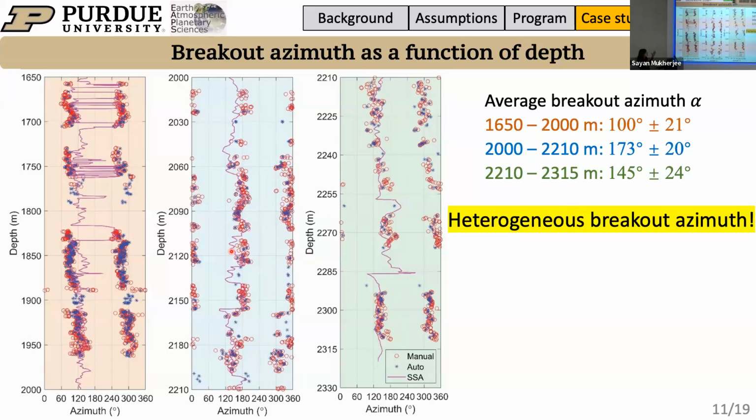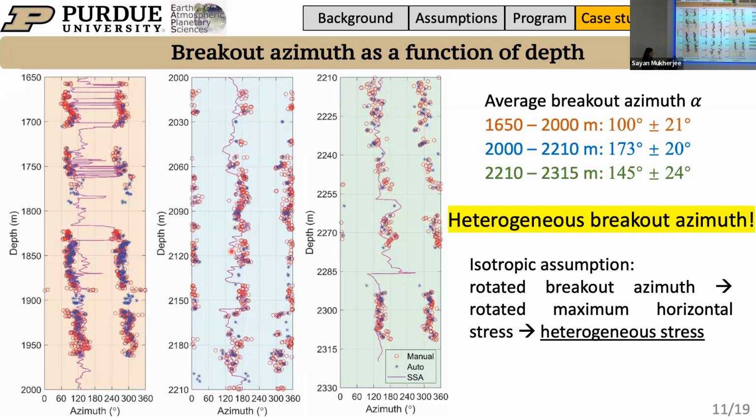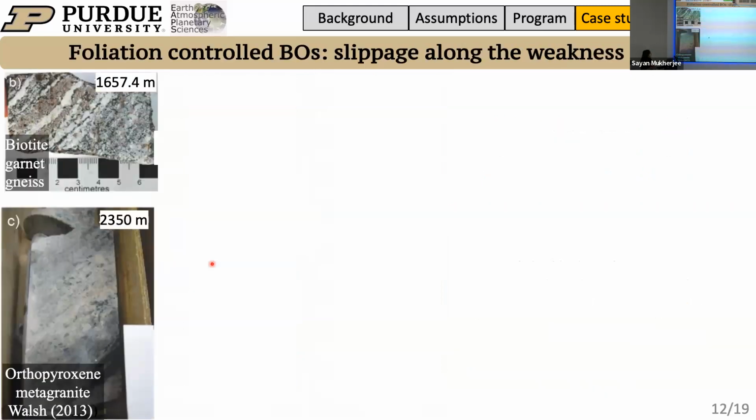So when I get these breakouts, should I follow the normal assumptions and analysis, where a rotated breakout azimuth means I have a rotated maximum horizontal stress, and in turn a heterogeneous stress around the depths? Or is the isotropic assumption violated? Luckily, we have access to a few cores from this wellbore, and we could see that the rock is heavily foliated. So it may be an indicator that the rock is actually not isotropic.